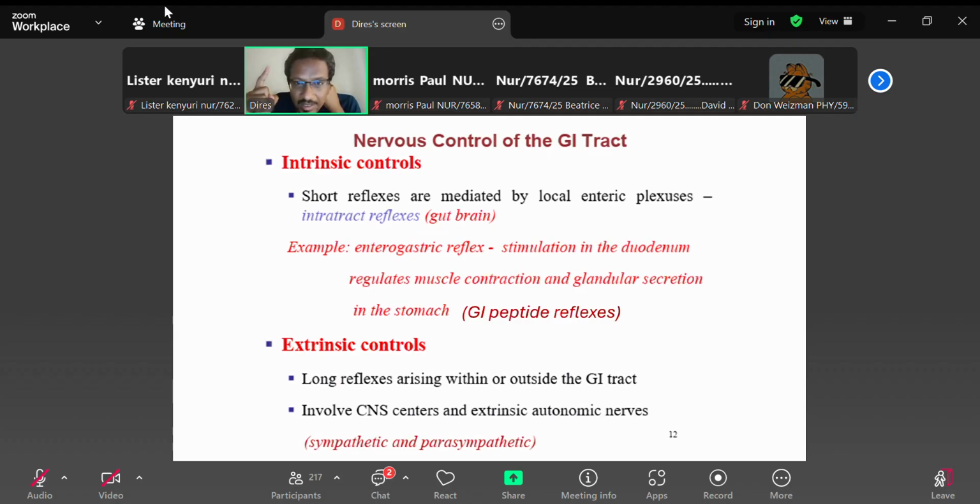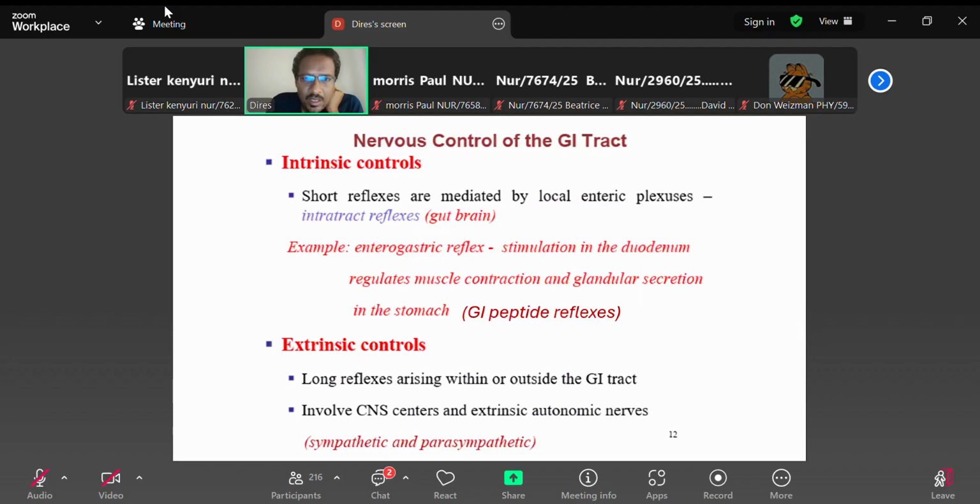Because, look, this food which is in the stomach is acidic. In the duodenum, this acid should be neutralized by bicarbonate. So if there is too much acid reaching the duodenum, these peptides are sending a signal to the stomach to delay the emptying rate so that the duodenum gets time to neutralize it. Unless neutralized, the enzymes released from the pancreas cannot act on that acidic media. So there is indigestion, malabsorption in that case. So it's a very important reflex, a very important reflex.